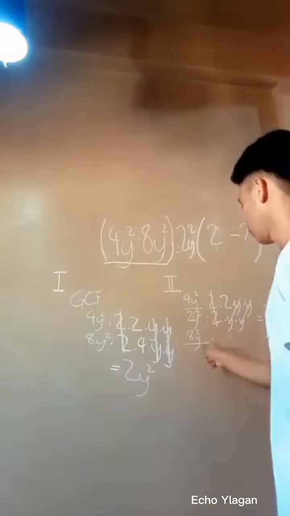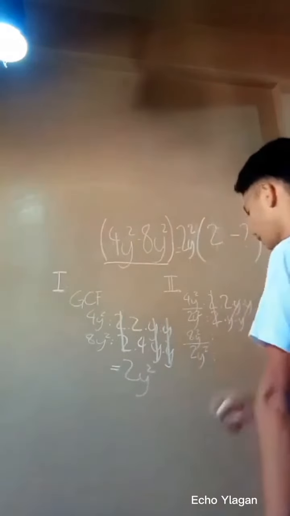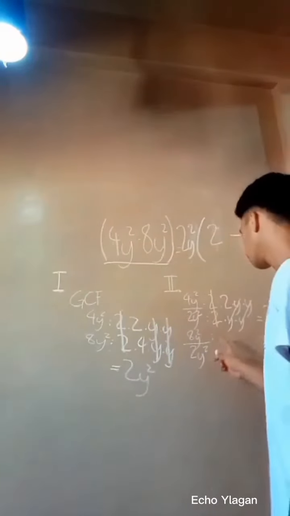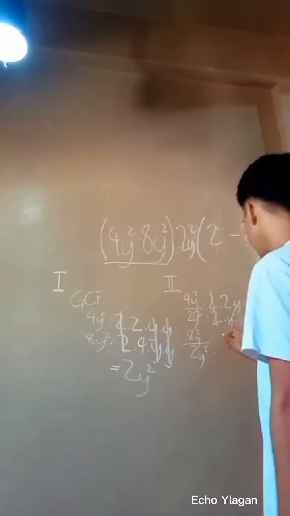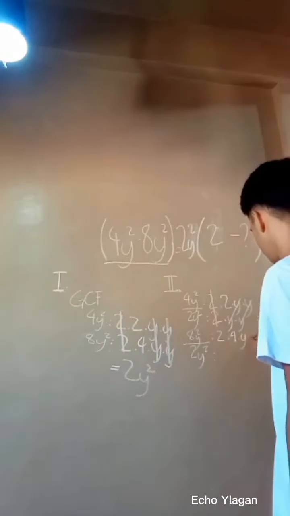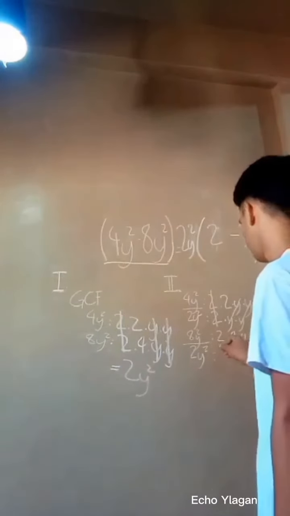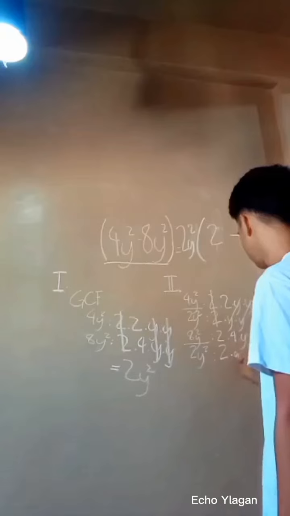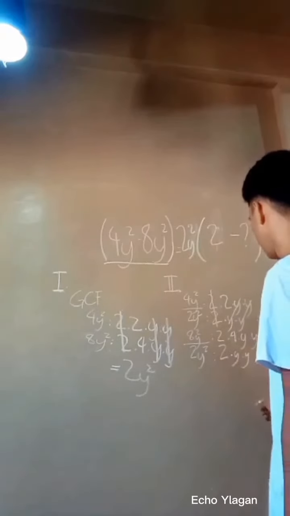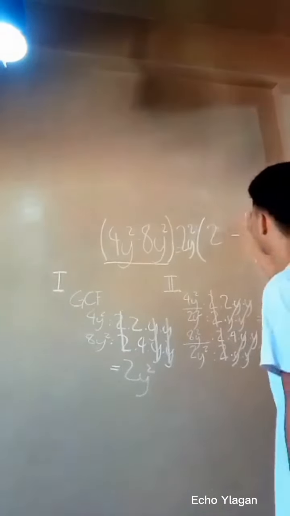Then 8y squared divided by 2y squared. We again find the GCF of these two. The factors of 8 are 2 times 4 times y squared. And since 2 is prime, we just copy it again. Y squared times y times y. Cancel. 2y, y, equals 4. So, we put this here.